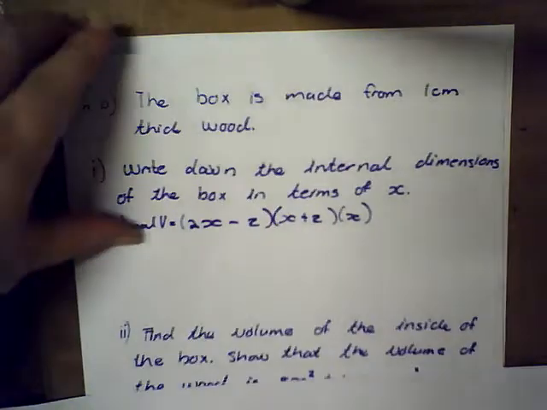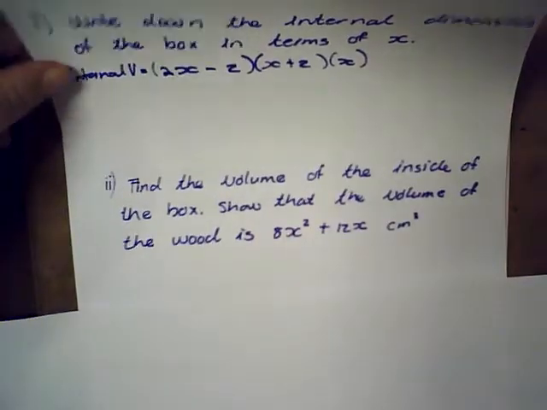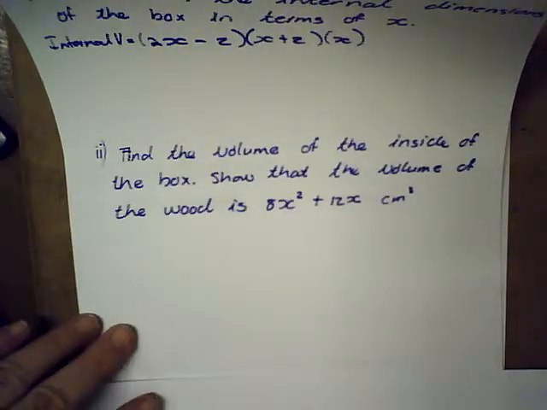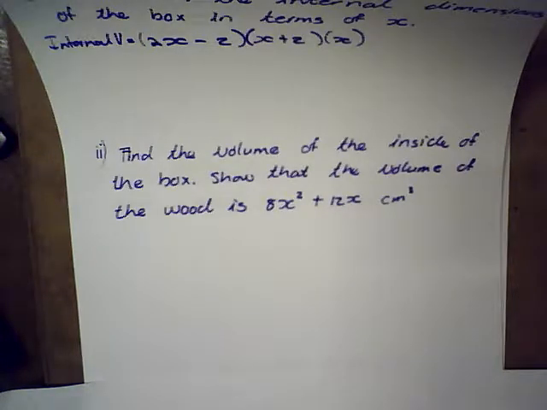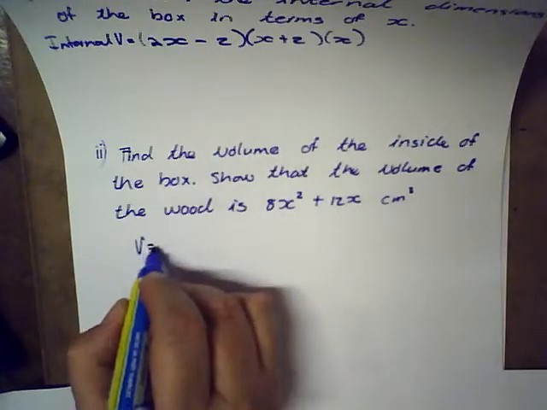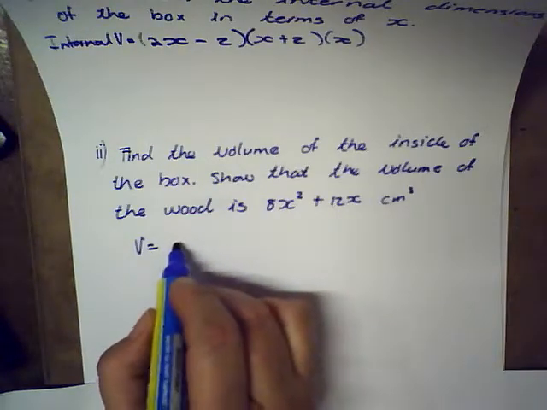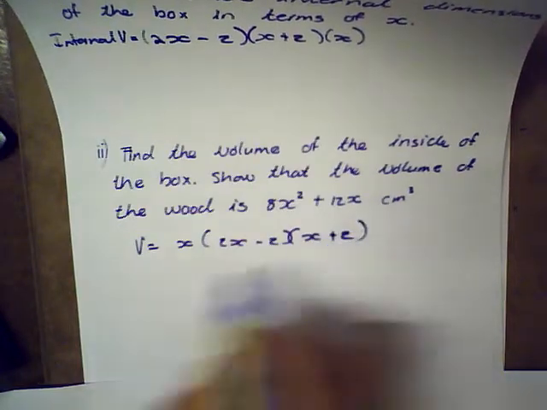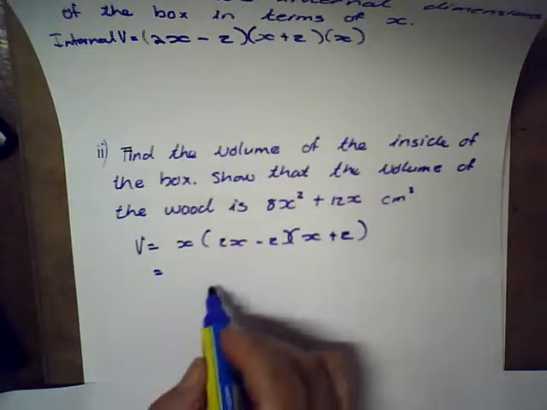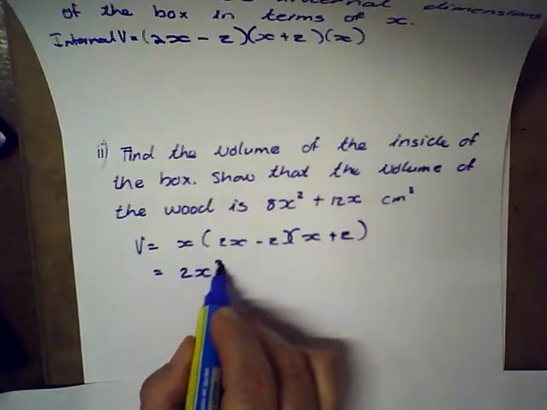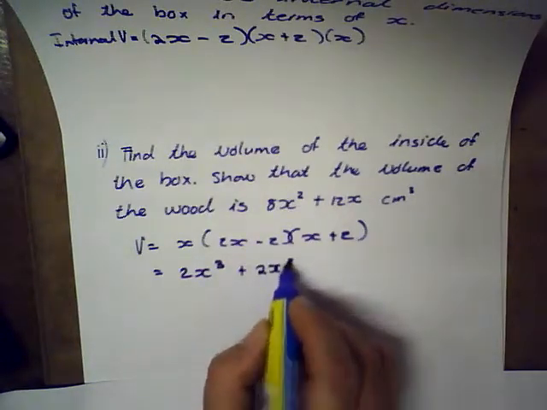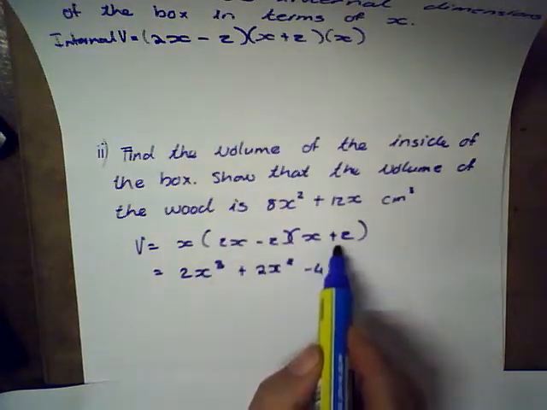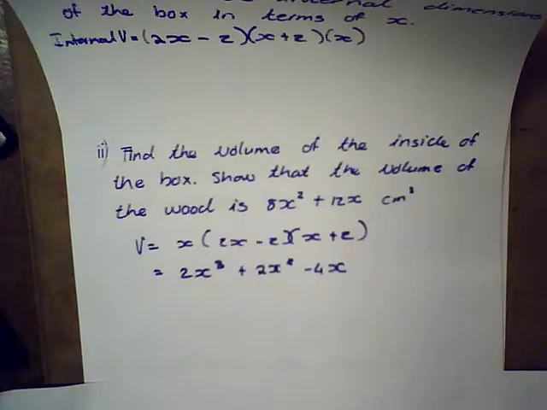Okay, now let's have a look. Find the volume of the inside of the box. Show what the volume of the wood is. So we've got to do a few things here. The volume, we have already written it down actually as x and 2x minus 2 and x plus 2. If I distribute this, I will get 2x cubed plus 2x squared minus 4x. I will do the distribution by first distributing the brackets and then multiplying the x into it. Okay.